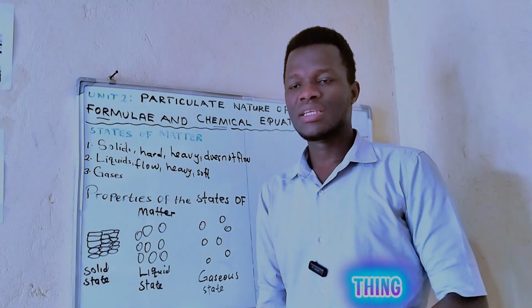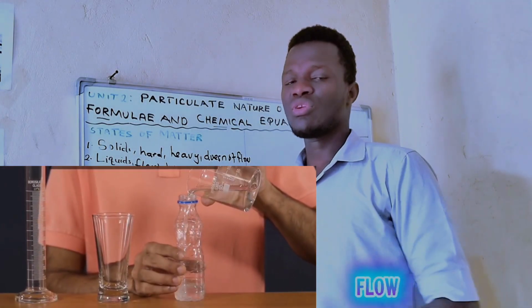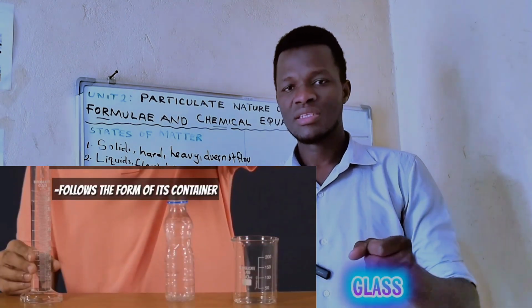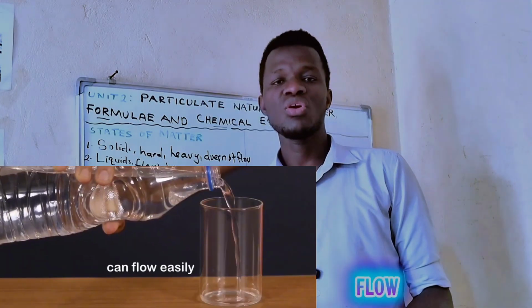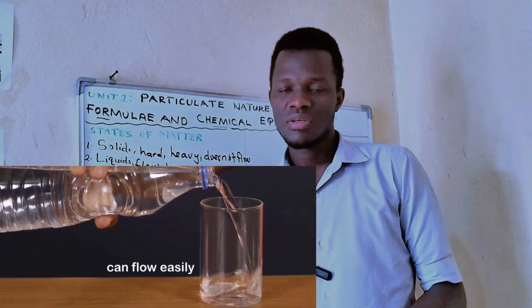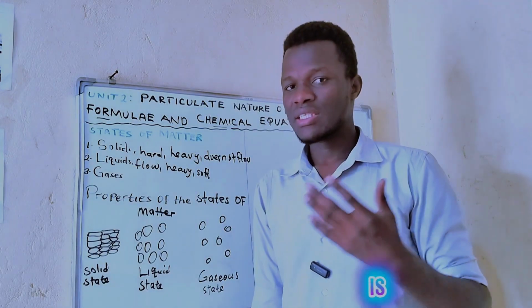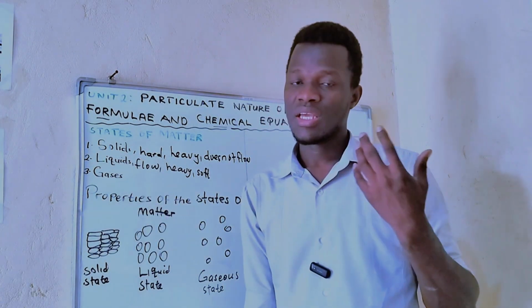When you take this thing, be it in a cup, you pour it somewhere and it can easily flow. For example, if you take water in a glass, then you pour the water out, you're going to discover the water will flow off the cup, or it will pour out of the cup. That is an example of what makes us know that something is a liquid.